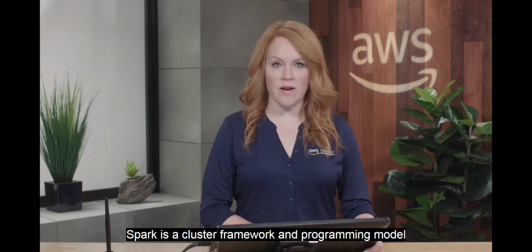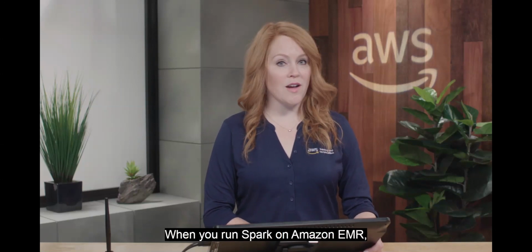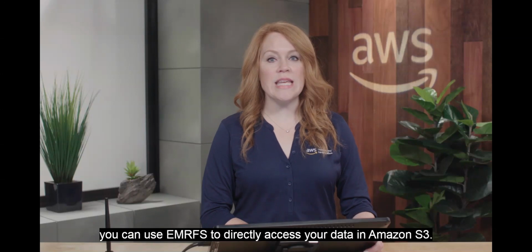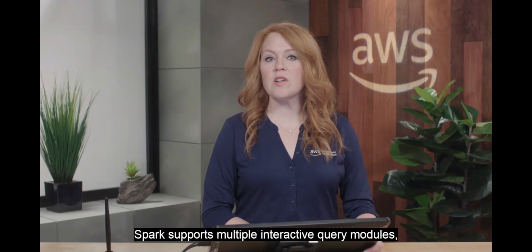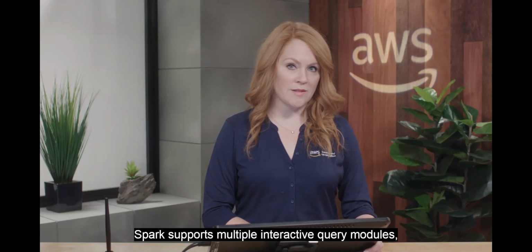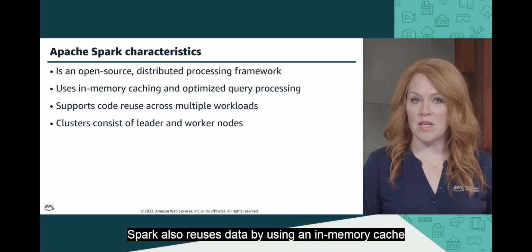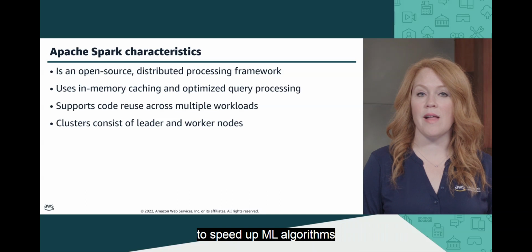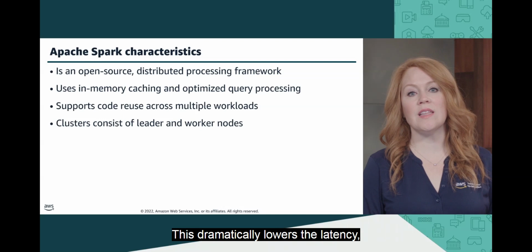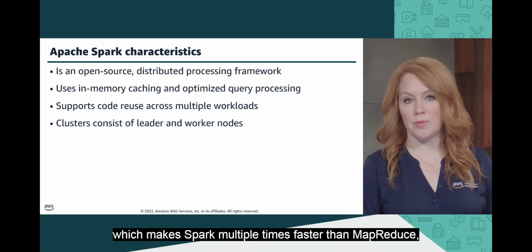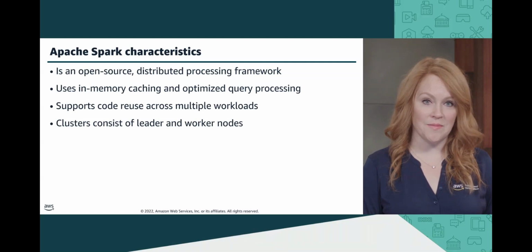Spark is a cluster framework and programming model for processing big data workloads. When you run Spark on Amazon EMR, you can use EMRFS to directly access your data in Amazon S3. Spark supports multiple interactive query modules, such as Spark SQL. Spark also reuses data by using an in-memory cache to speed up ML algorithms that repeatedly call a function on the same dataset. This dramatically lowers the latency, which makes Spark multiple times faster than MapReduce, especially for ML and interactive analytics.